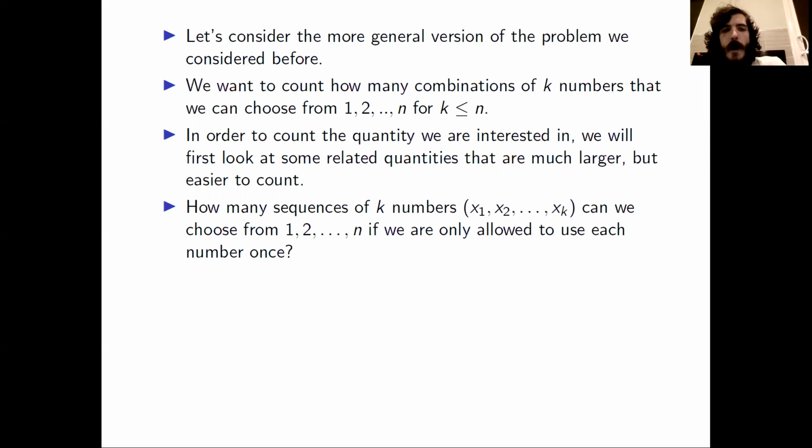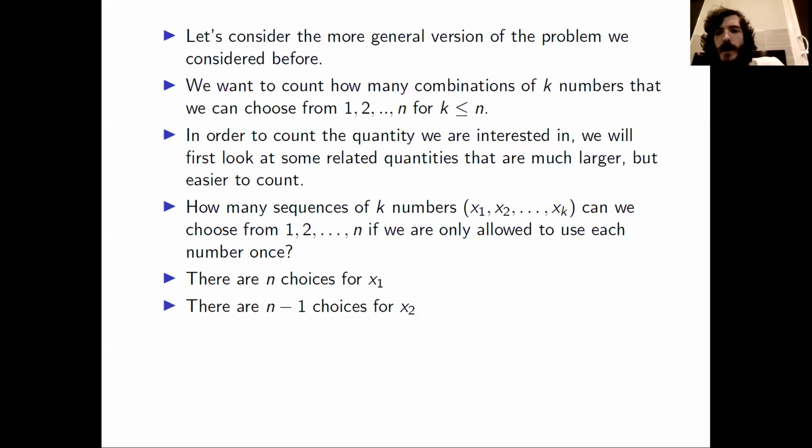First, we'll calculate how many sequences of k numbers, x1, x2, up to xk, there are that we can choose from the numbers 1, 2, 3, up to n, if we're only allowed to use each number at most once. So we'll calculate this pretty much the same way we did with the numbers in the NBA draft lottery. We see that there are n choices for x1. For x2, there are n minus 1 choices because we can't use the choice that we made for x1. For x3, we're going to have n minus 2 choices. And then we go all the way down to xk. That one has n plus 1 minus k choices.